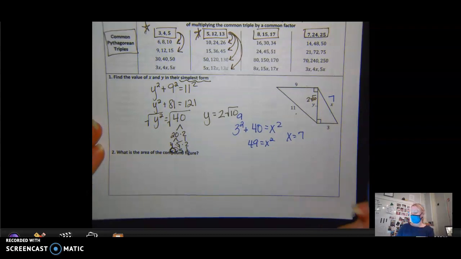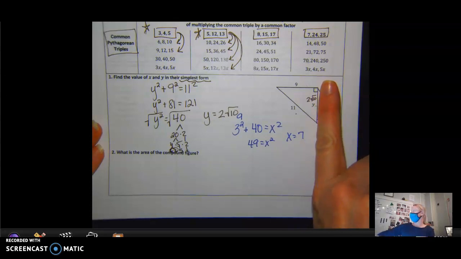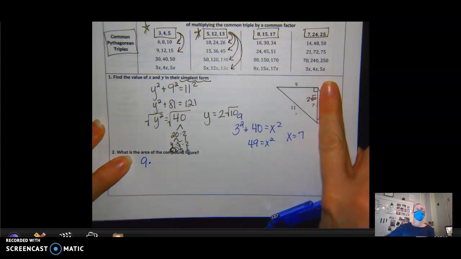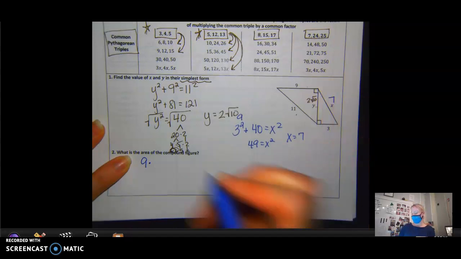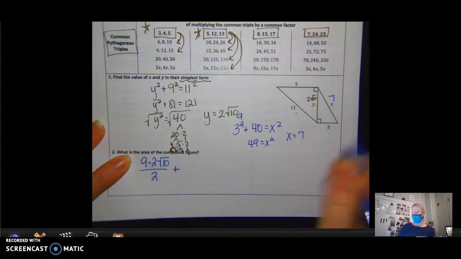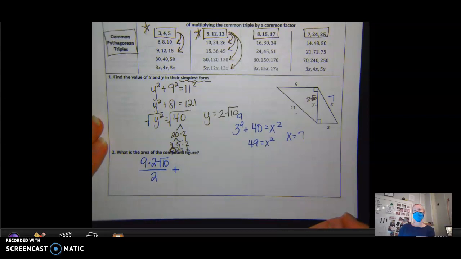So let's find the area of this compound figure. Base times height divided by 2. So on this figure, on the first triangle, what is your base and what's your height? Nine and what? Oh, y. What's my value for y? Yep. All that divided by 2. To that, I'm going to add my area of this guy. How am I going to find the area of that guy?